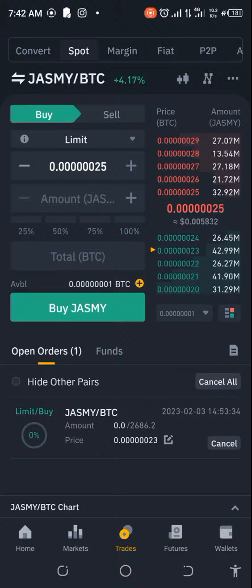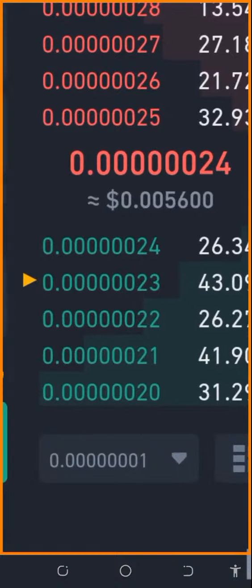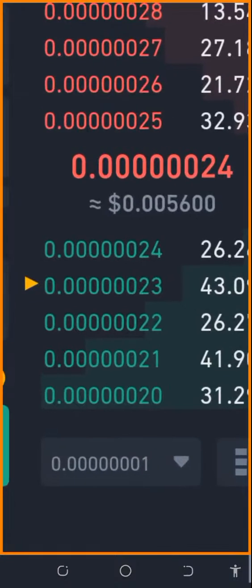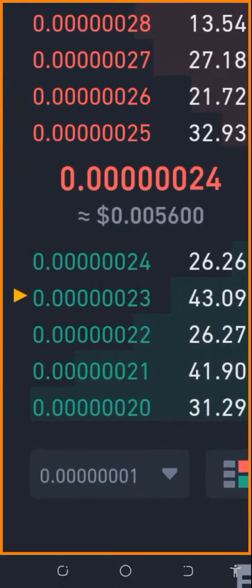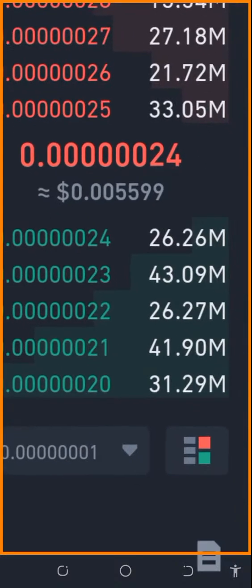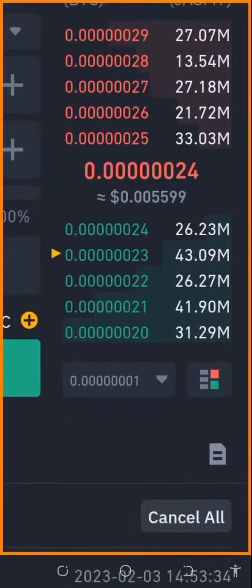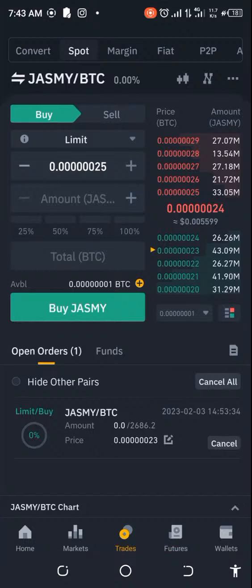Now we've waited long hours and we're seeing that we've not been able to buy Jasmine with BTC. I guess the price has updated, as you can see here, that the arrow is on 0.0023, and currently the market price that it has been on for a while is 0.000024. It has been like that for a couple of hours, which means it's going to take a whole long while, probably almost a day, if not more, and that already is taking so long.